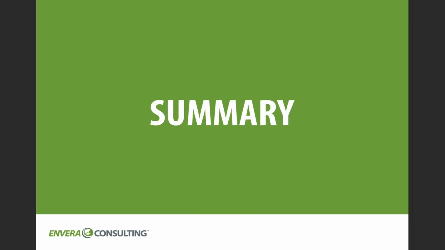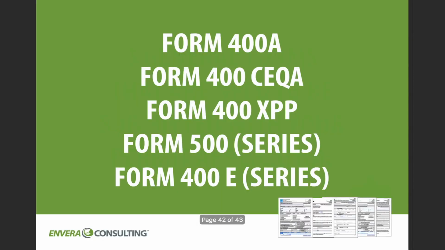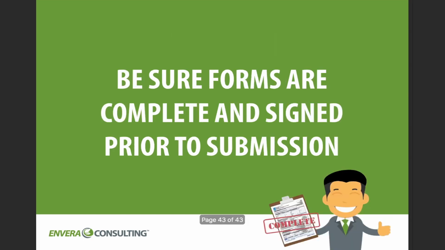And so as a summary, we've reached the end here of this lesson, so let's talk about a little summary here. There are 5 general forms that need to be submitted with your permit application. There's a Form 400A, a Form 400 CEQA, a Form 400 XBP, one or more forms from the 500 series of forms, and then an equipment-specific Form 400E. And then, like I said, if there is no specific E-series form for your equipment, then you need to use Form 400EGI.